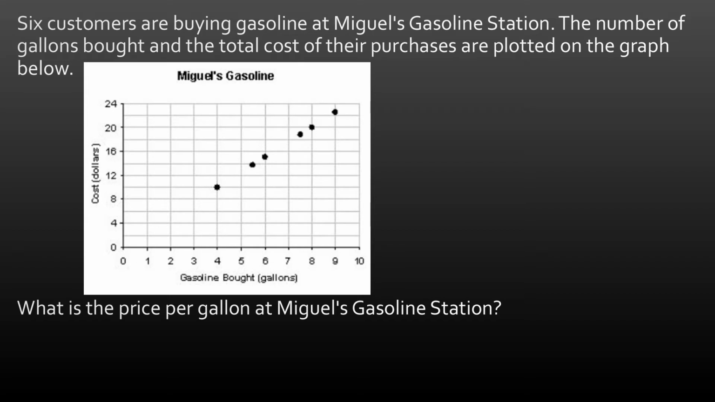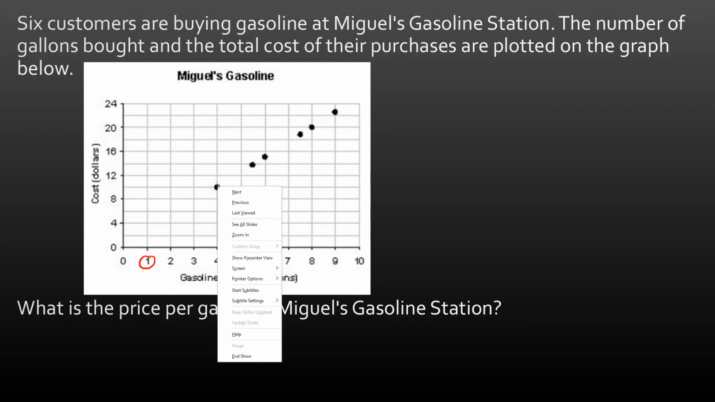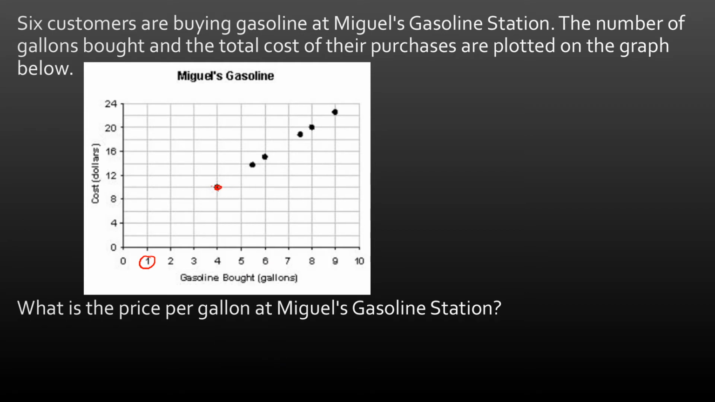Our next question says 6 customers are buying gasoline at Miguel's gasoline station. The number of gallons bought and the total cost of their purchase are plotted on the graph below. What is the price per gallon at Miguel's gas station? So I want to know how much I'm paying for every 1 gallon of gas. I can use any of these points here. Let's use this one right here. If I follow it straight down, my x is 4, and straight across my y is going to be 10.